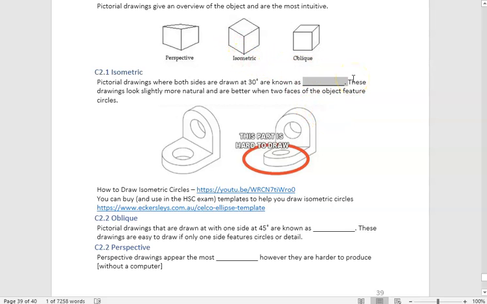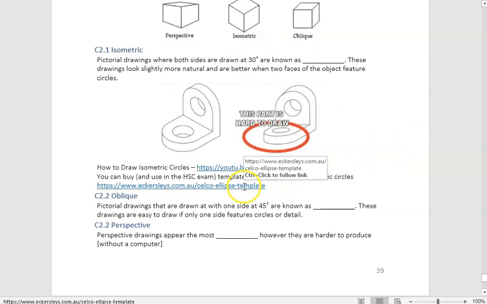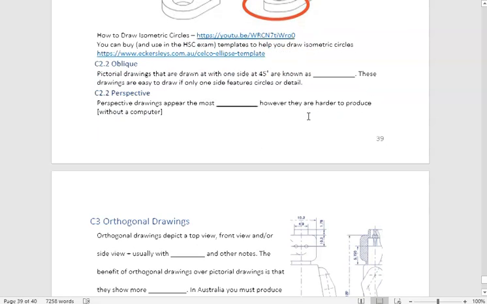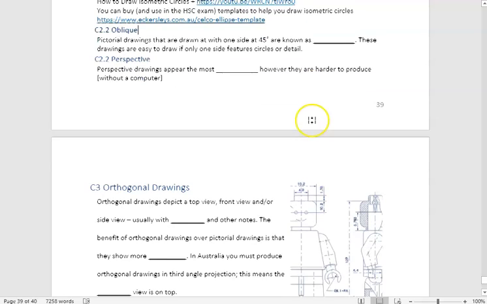These drawings look slightly more natural, and they're better when two faces of the object feature circles. So see how down the bottom here we have two circles. Those circles you can draw with your circle template. This circle here, really hard to draw. So that's why you should always draw anything that has two circles using isometric drawings. And that's why usually people will do isometric drawings rather than the next one we're going to learn about. I have a video here on how you can draw isometric circles. And I've also got a place where you can buy circle templates from Eckersley. Again, I don't get a kickback, right? That's where I'd suggest I'd get them.